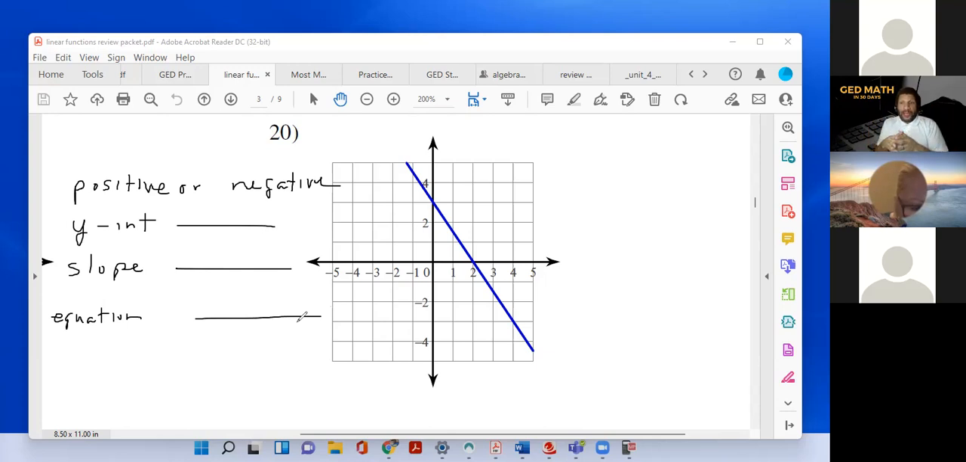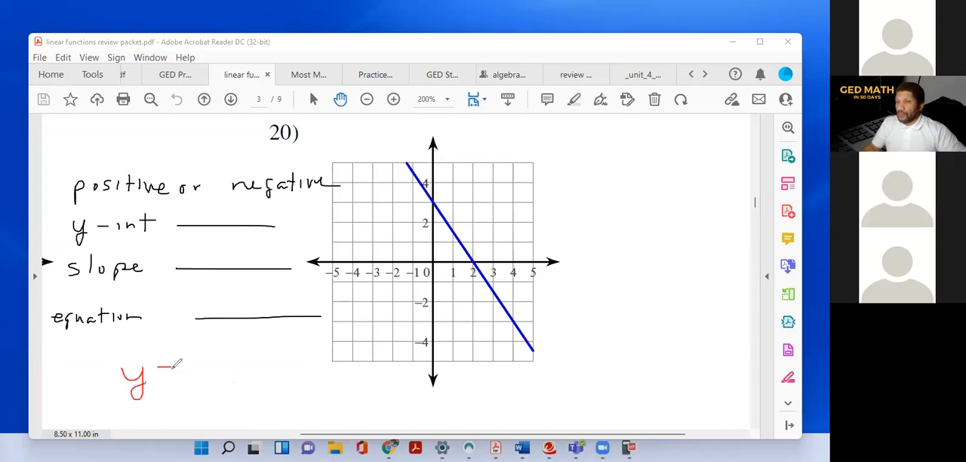Now, the only thing I want you to send me in the chat, though, is the equation of the line, because I can see all that information. Now, of course, I want it in slope-intercept form. So I want you to send it to me. And what is slope-intercept form? Can anybody tell me?